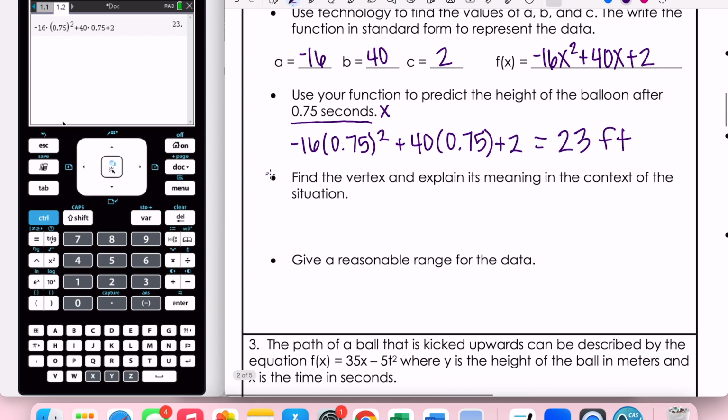Guys, you're going to go ahead and scratch out these next two problems. We're not going to do them. So scratch them both out. And we're going to move on to number 3.